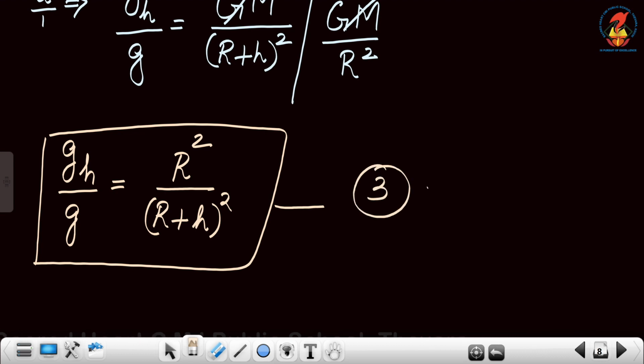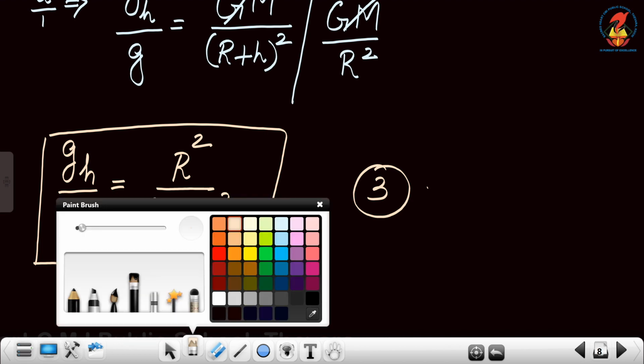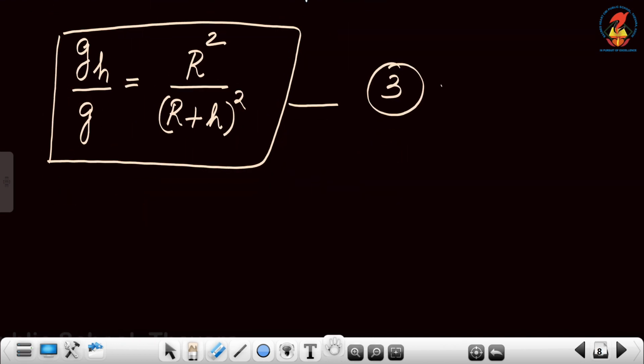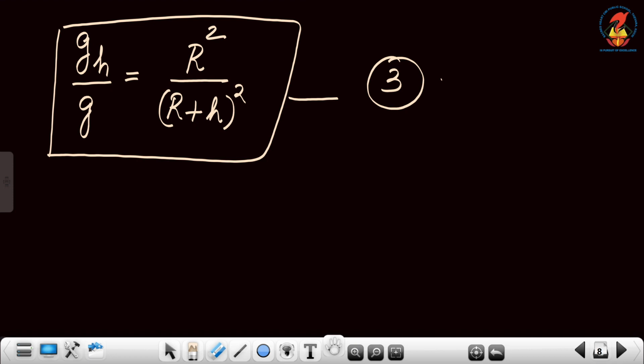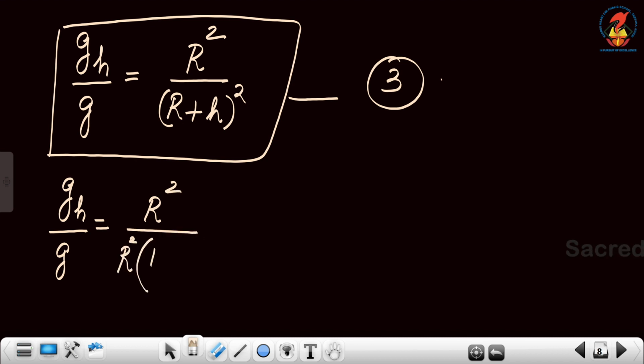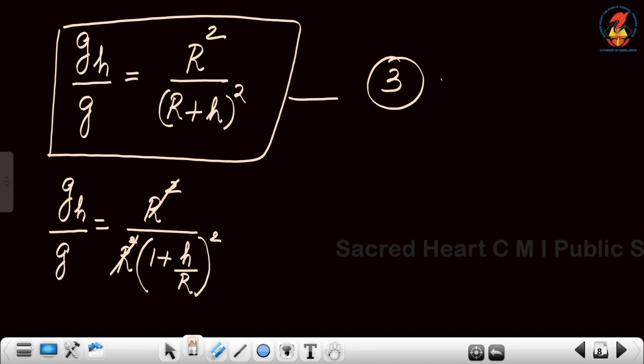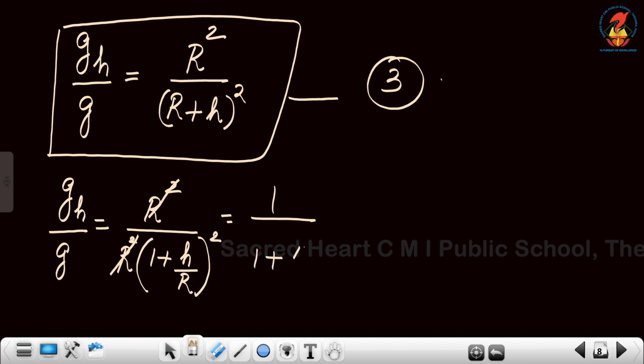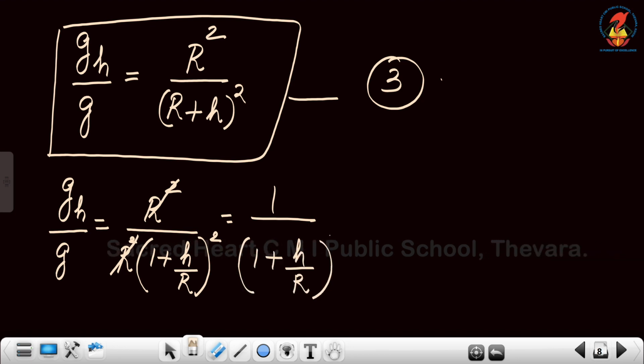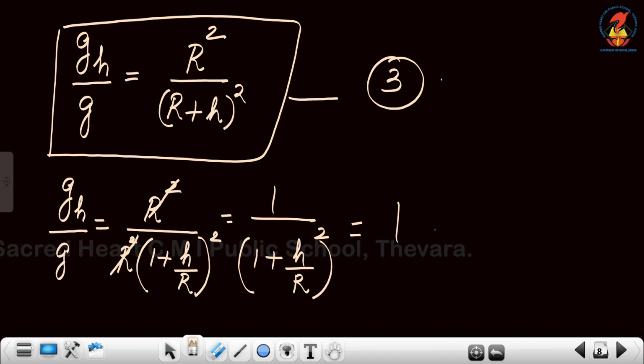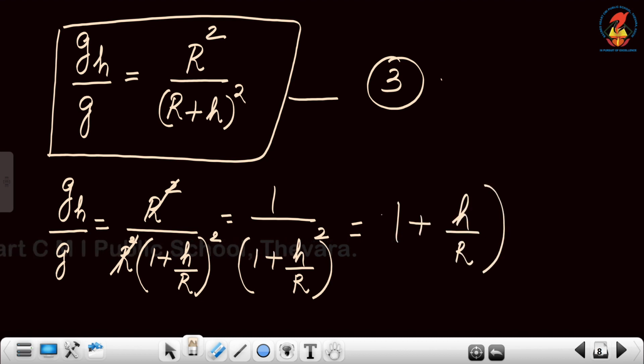Now what I am going to do is solve this equation and make it simple. For that, the first step is to take this r outside. So we will get g_h by g is equal to r square divided by r square into (1 plus h by r) the whole square, which is equal to 1 by (1 plus h by r) the whole square, which can be written as (1 plus h by r) the whole raised to minus 2, because 1 by x is x raised to minus 1.